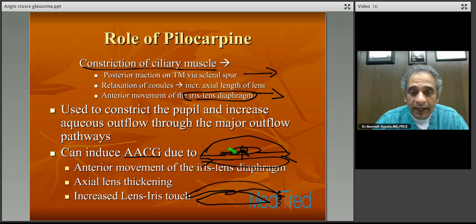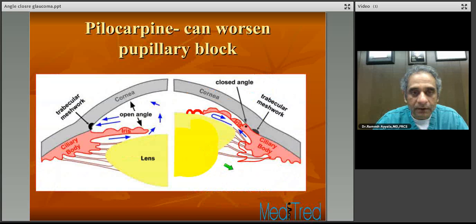On the other hand, the opposite to this is what happens with cycloplegic agents. They push the lens iris diaphragm posteriorly, breaking this attack, and that's one of the reasons why we use cycloplegic agents in patients with shallow chambers post surgery, and we'll have a discussion about this, especially in patients with malignant glaucoma.